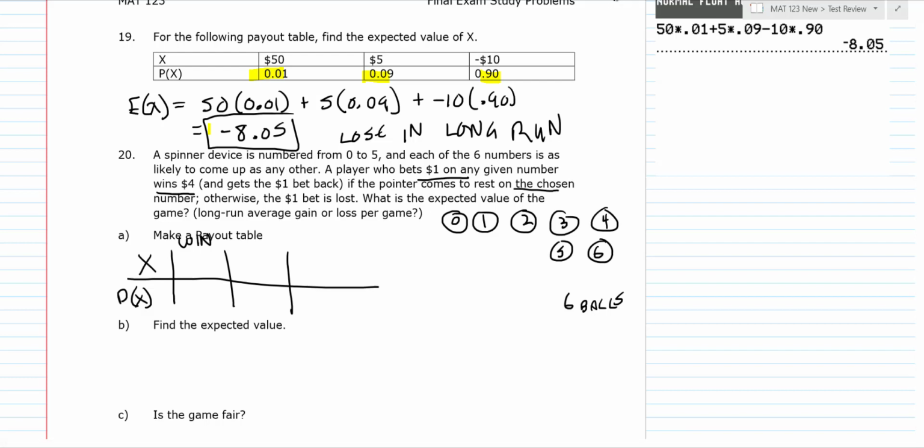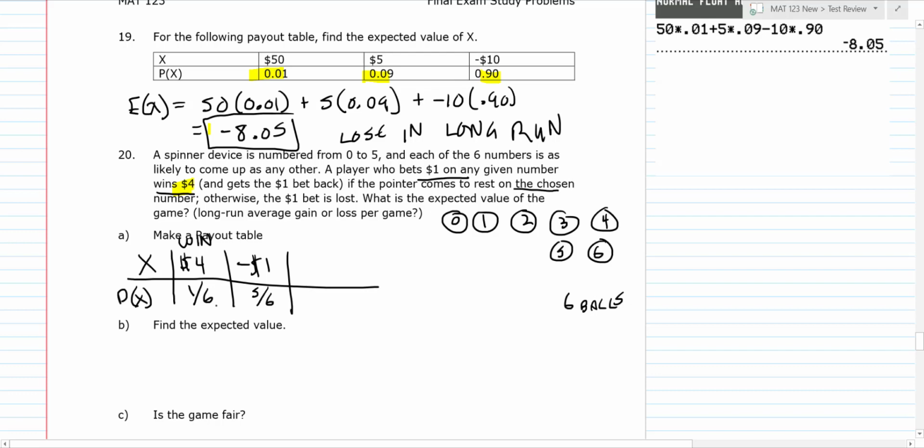So it goes like this. It says that you're going to win $4, and that would be 1 correct ball out of 6, so that's a 1/6 probability. Then it says you're going to lose that dollar otherwise. So you lose $1, and that would be a 5/6 probability. So that's all you're going to have on your payoff table: you win $4 if you choose the right ball, and you lose $1 if you don't.